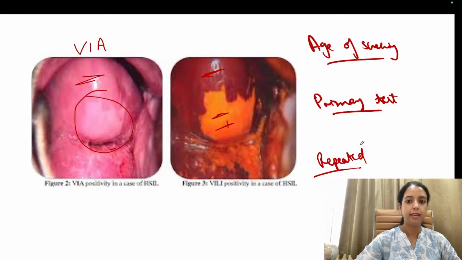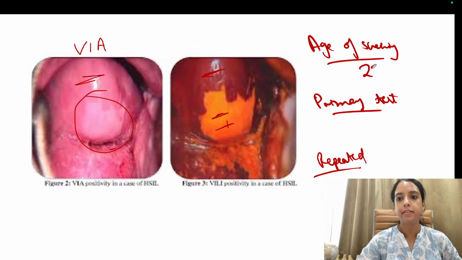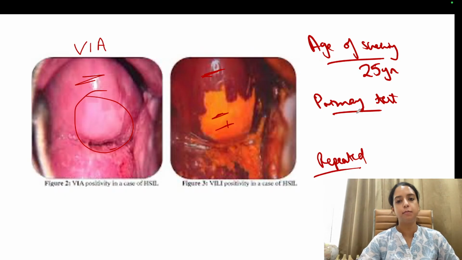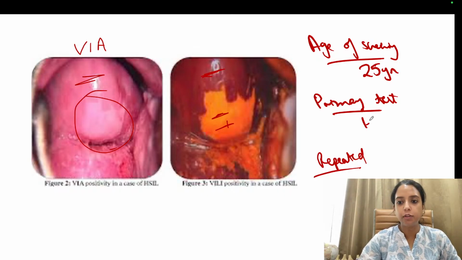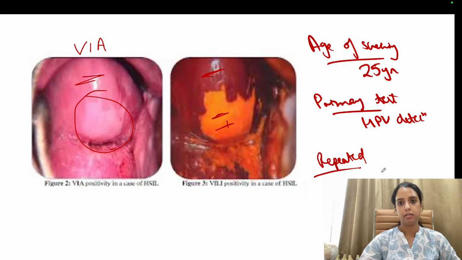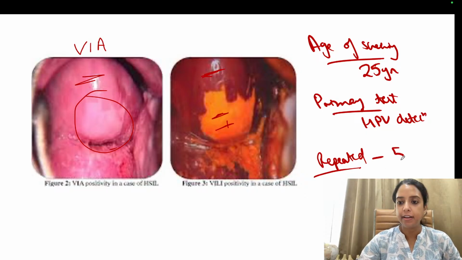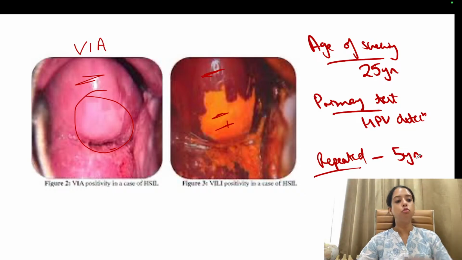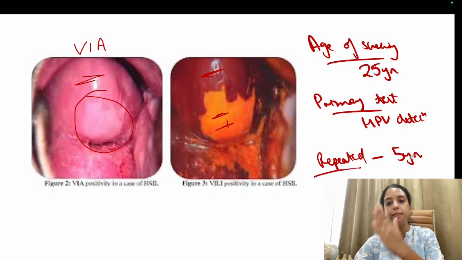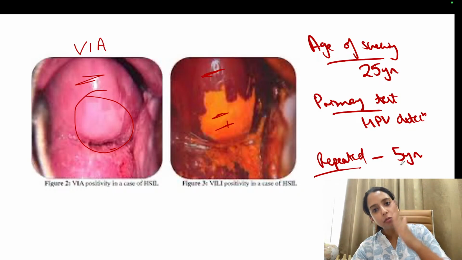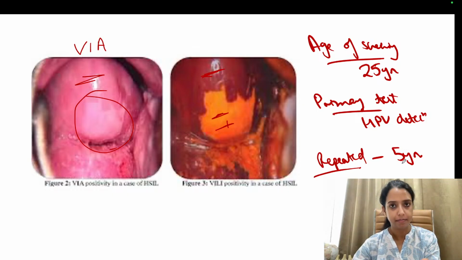The age of screening is 25 years, not 21 anymore. The primary test for screening is HPV detection using cytobrush, and it is repeated every 5 years. Those who don't have HPV DNA detection, there we use pap smear, and pap smear when done is repeated 3 yearly. HPV if done is repeated 5 yearly.